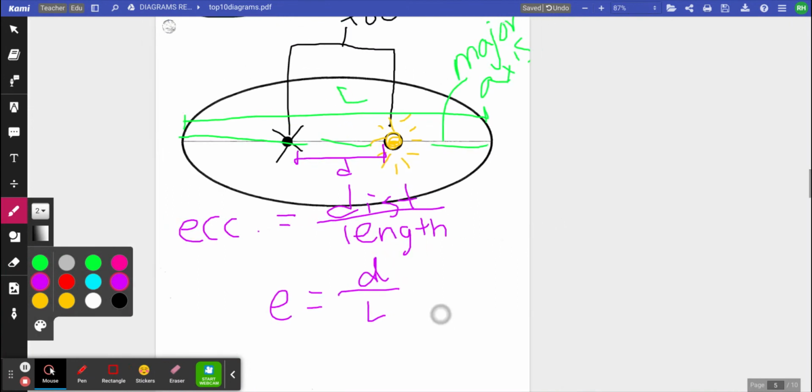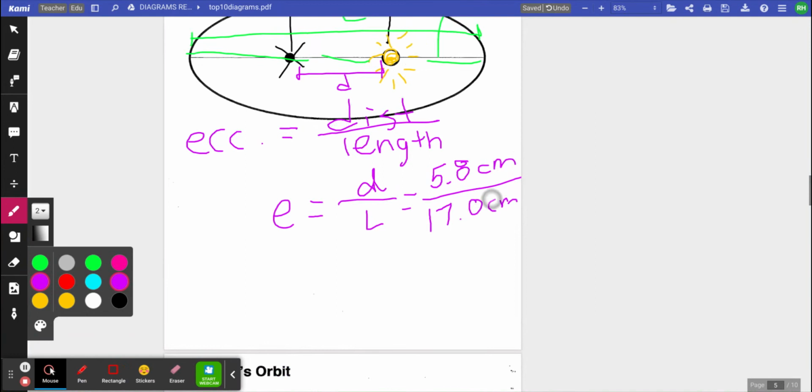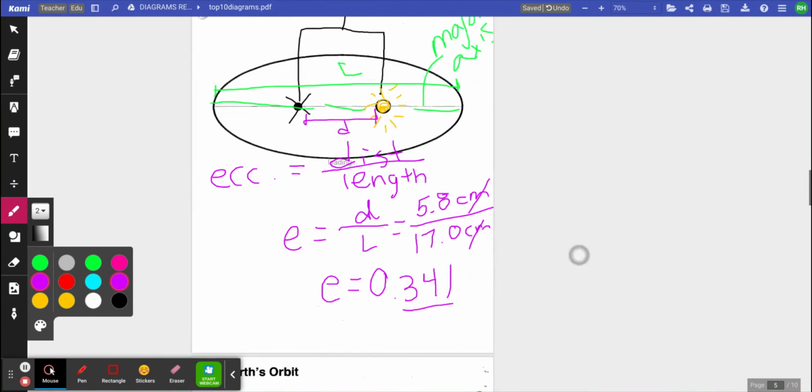If you grab a ruler and you have this actually printed out, you can measure it out. The distance is about 5.8 centimeters, and the length of the shape, which should always be the bigger number, is 17.0 centimeters. And when you put that in your calculator, you get e equals 0.341. There's no units because the centimeters cancel out, and you always want to round it to three decimal places. This is a pretty elliptical shape.